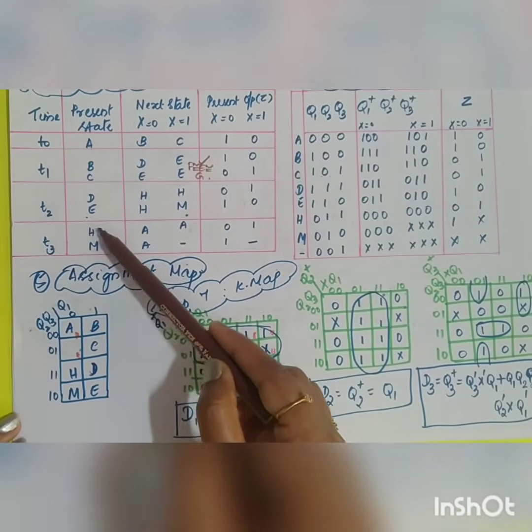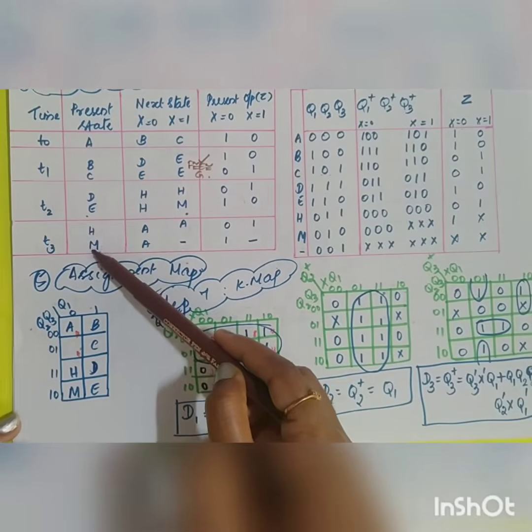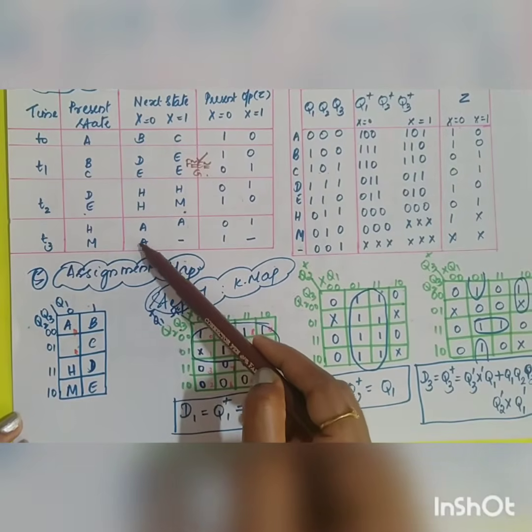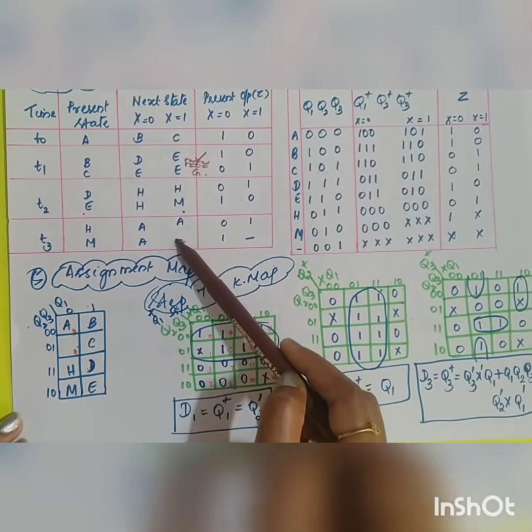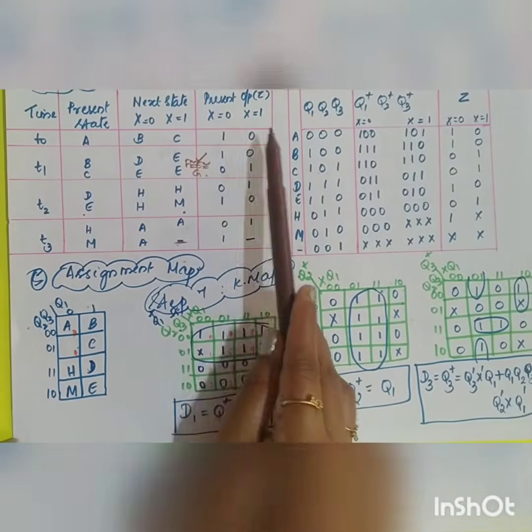At T3, you have already reduced it into H and M. The states are A and A. And when x is equal to 1, you are not getting it, right? Because it is beyond 9. So what will be your output?